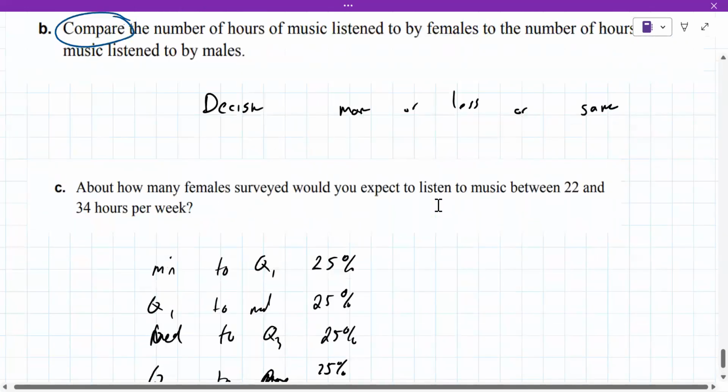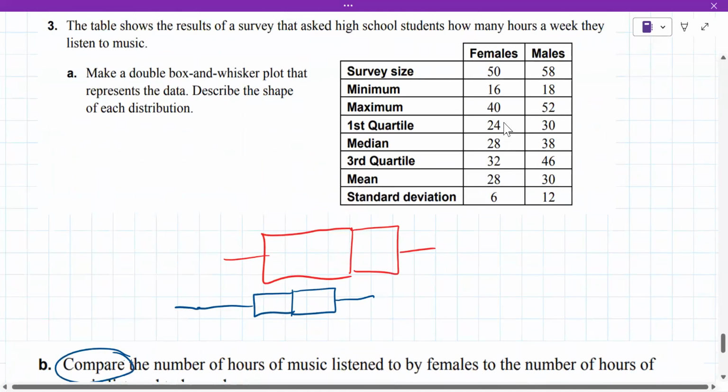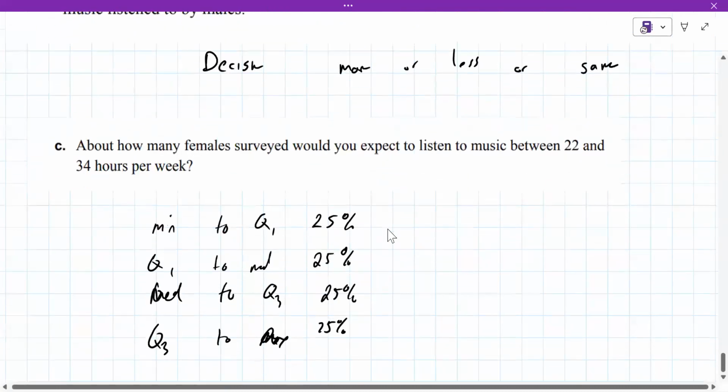So we could look back at the data, right? Yeah. So for females it's 24, 28. So it's kind of first to third quartile, somewhere in there. So that's the middle 50%. And how many did they sample? Females? 50. So then it'd be 25. Good.